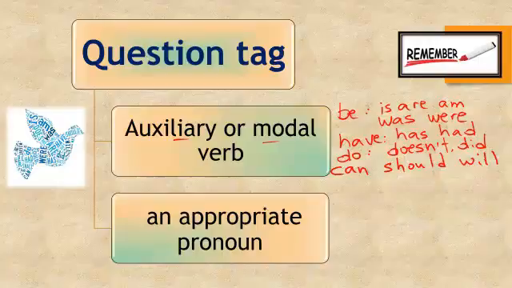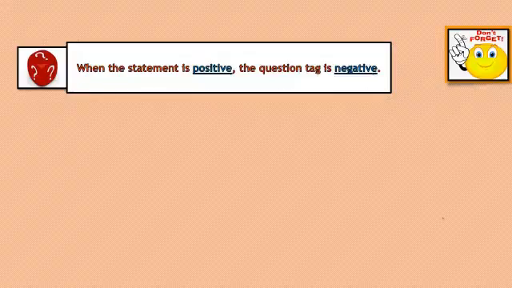etc., positive and negative. We also use an appropriate pronoun, and the pronouns are I, you, he, she, it, and we, you, and they. When the statement is positive, the question tag is negative.